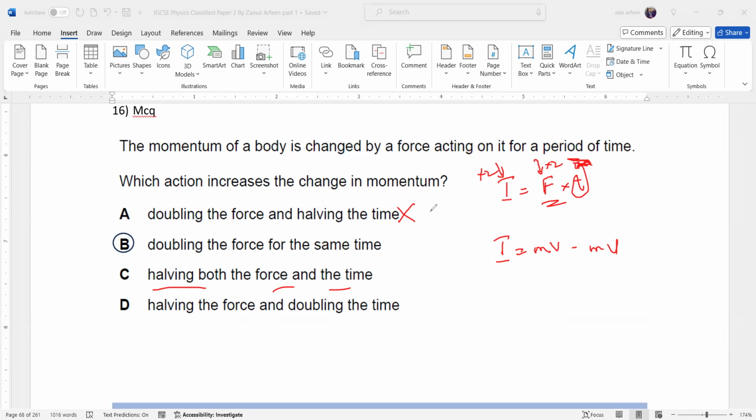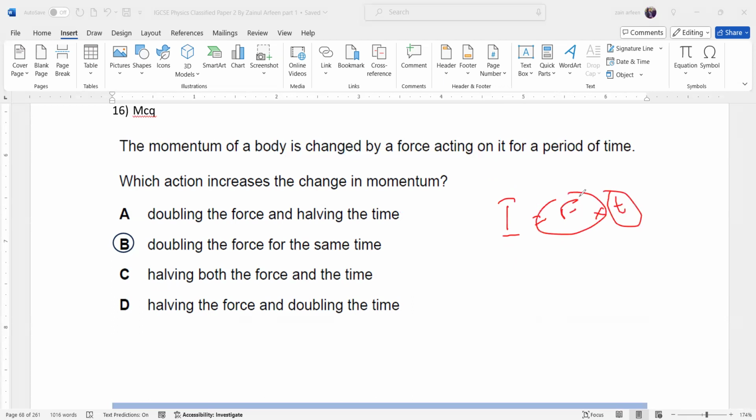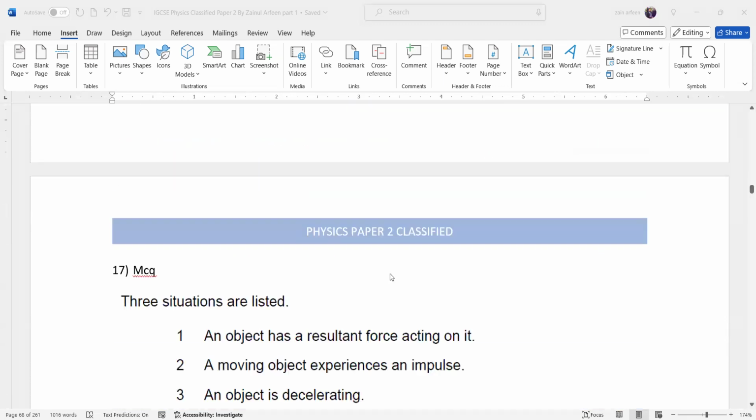And if we halve the force and double the time, the impulse will not change, because impulse depends on force and time. If any one of the factors increases, the impulse will increase. If both are increased, the impulse will also increase. But if we increase one and decrease the other, the impulse will not change if it is done with the same factor.